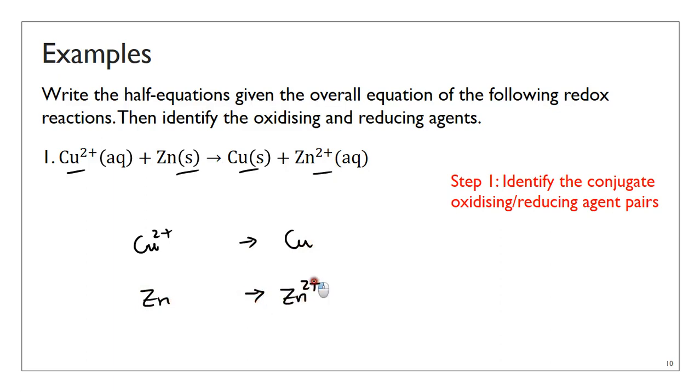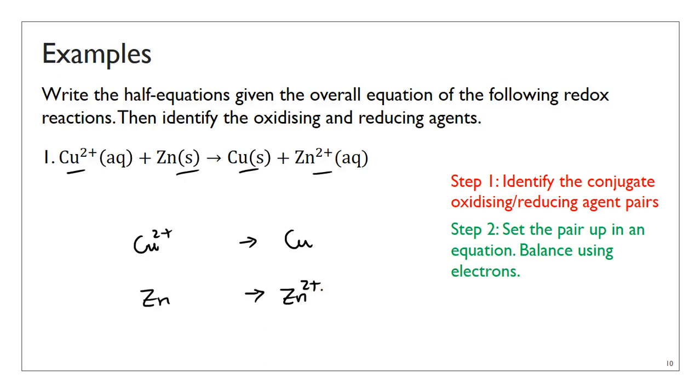So that's step 1. The next thing I'm going to do is set the pair up, which I have, and try to balance these half equations using electrons. So in order for copper 2+ to become copper, Cu2+ must gain 2 extra electrons. So 2+ and plus 2- will equal a charge of 0. Similarly, in order for zinc to become zinc 2+, it must have lost 2 electrons. So I'll put 2 electrons on the product side in this case.